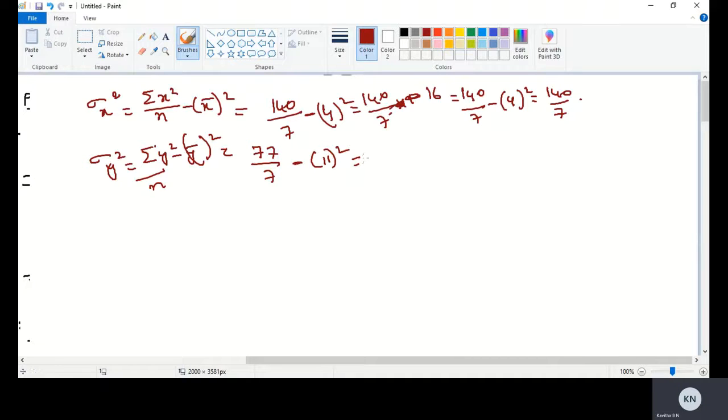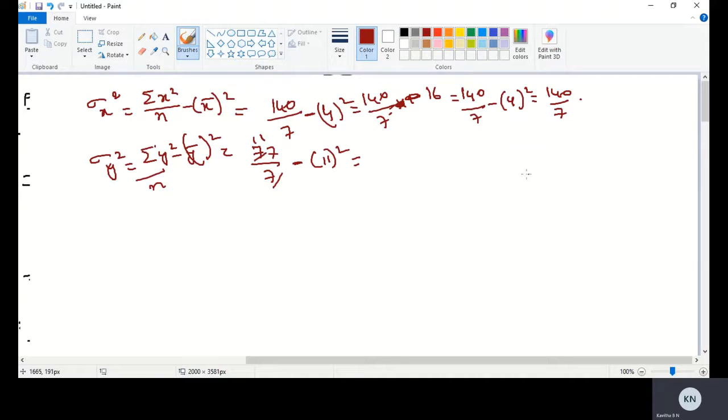Sigma x, sigma y is here. Sigma x square is 4. 7 ones are 7, 7 11s are 77. Then simplify here. Okay, sigma y square is, the summation of y square is what?